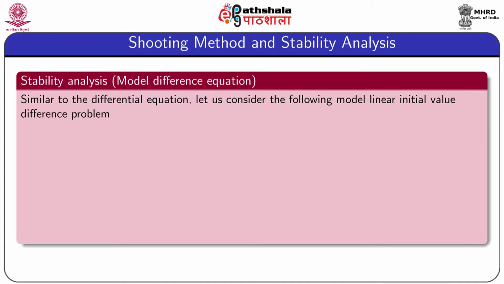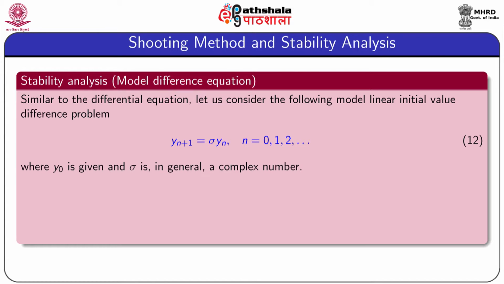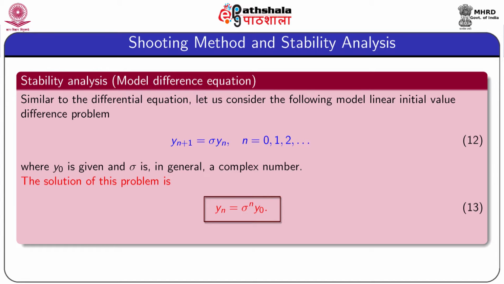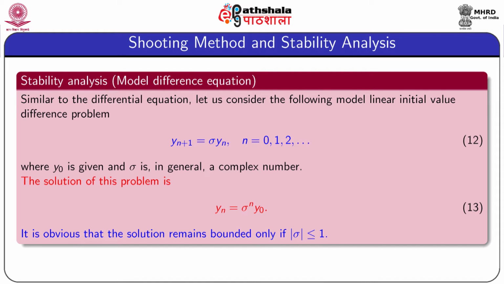Similar to the differential equation, let us consider the following model linear initial value difference problem. That means y n plus 1 equal to sigma into y n, where n equal to 0, 1, 2 and so on. Here y0 is given, that means this is called the initial condition for y, and sigma in general is a complex number. The solution of this difference equation, that means the solution of equation 12, is y n equal to sigma to the power n into y0. It is obvious that if the absolute value of sigma is less than or equal to 1, then the solution remains bounded. Otherwise, it goes to infinity when n is very large.